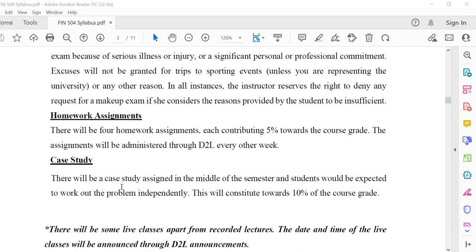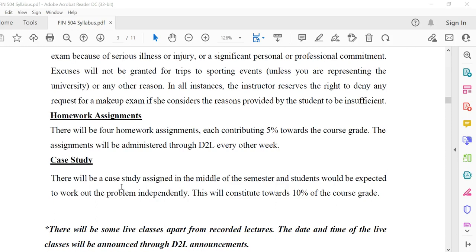And for homework assignments, all those homework assignments will be through D2L, and each one of them will contribute 5% towards the course grade. These homework assignments can be in the form of an Excel worksheet, where you need to work on some problems using Excel. They can also be in the form of multiple choice questions given through D2L, or maybe case analysis. So different kinds, and this would be different from the 10% case analysis which is given at the end.